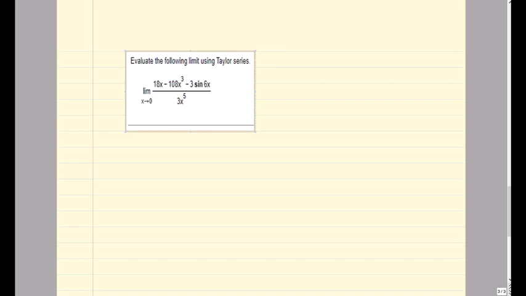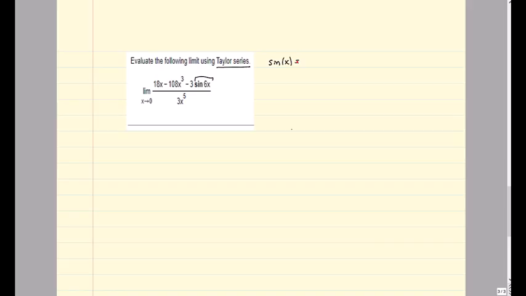Same instructions. Evaluate the limit using Taylor series. Now the Taylor series we're going to want to look at here, we're going to have to do a little simplification first. So we want to use the sine of 6x. Well, I don't have the sine of 6x on my sheet. I have the sine of x.